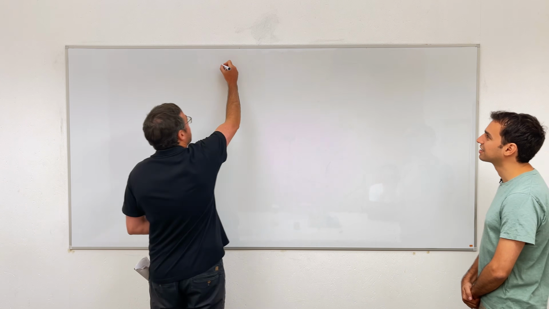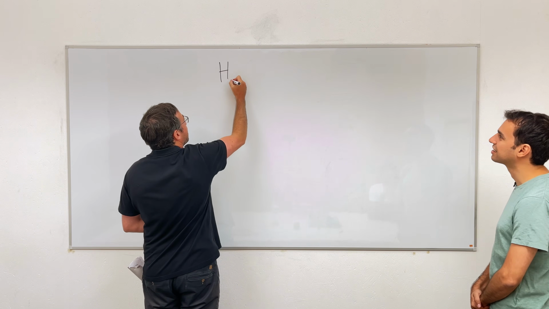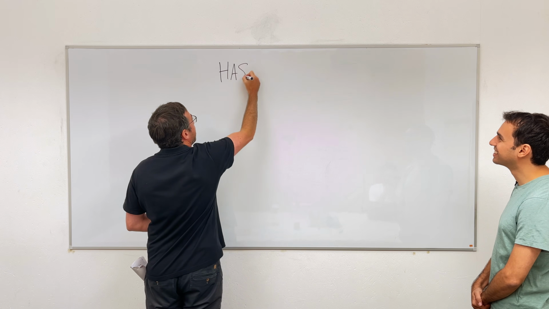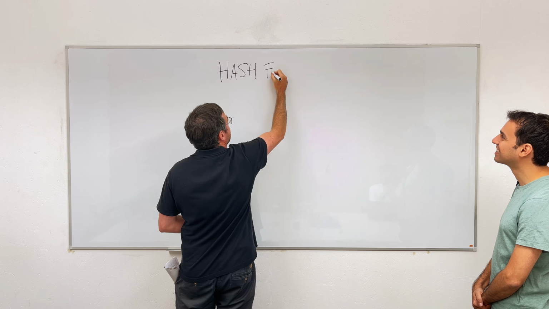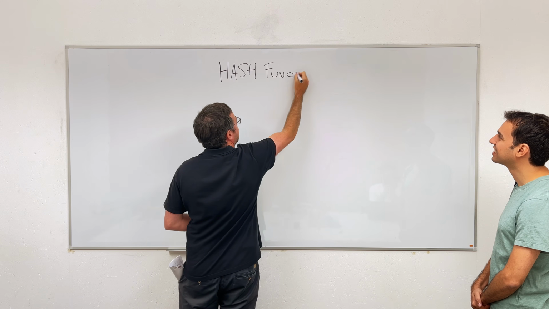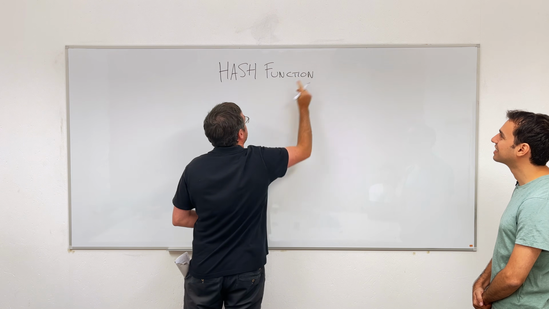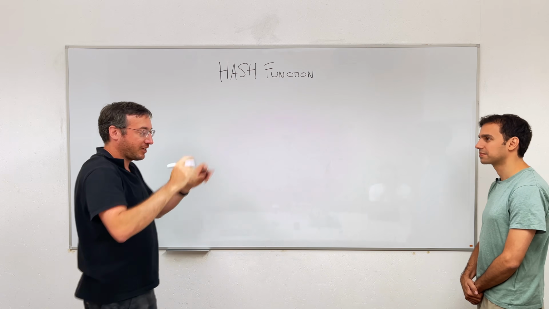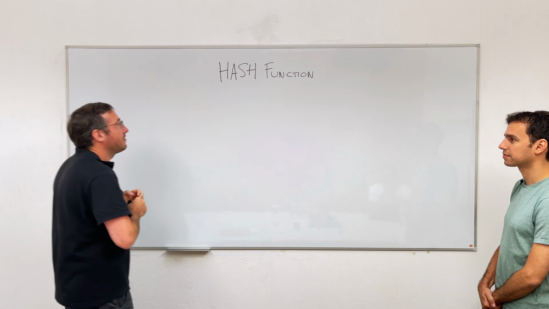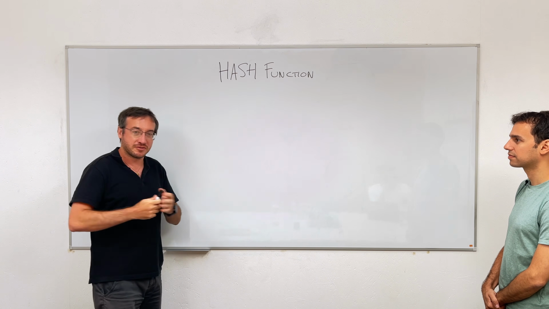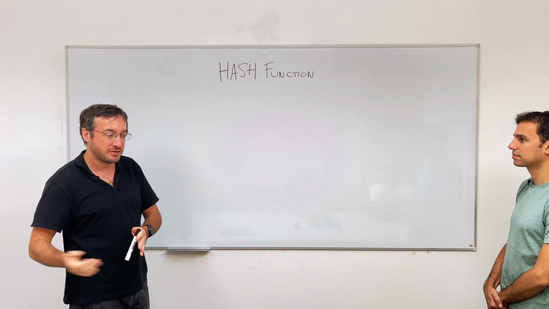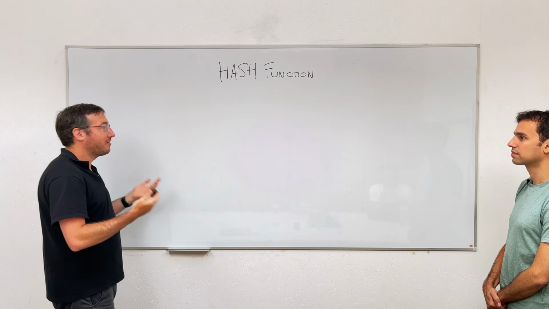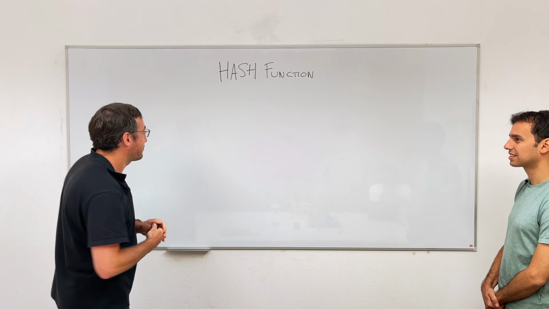So hash functions. How do we spell hash functions? H-A-S-H. Good start. And function. Function. Okay. So first of all, again, it's cryptographic hash functions. If you look on the internet, there are also hash functions as used for databases, for other purposes, which do not have the security features of a cryptographic hash function.